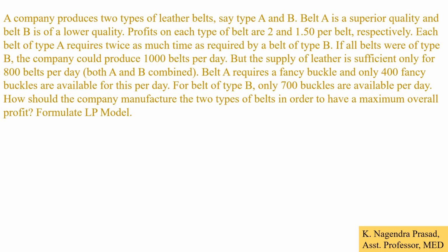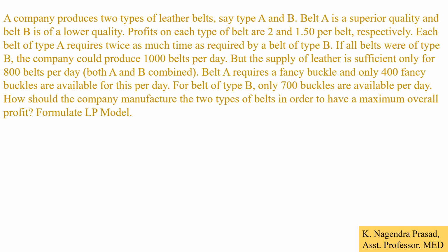Belt A is of superior quality and belt B is of lower quality. Profits on each type of belt are 2 and 1.5 per belt. Each belt of type A requires twice as much time as required by a belt of type B. If all belts were of type B, the company could produce 1000 belts per day, but the supply of leather is sufficient only for 800 belts per day.